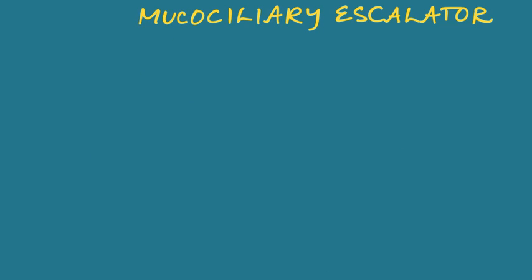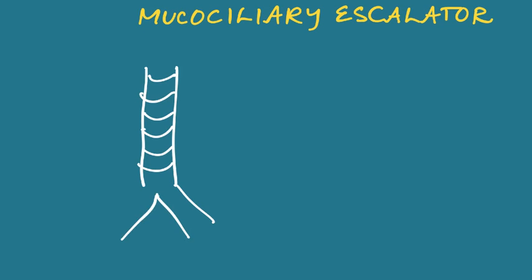The mucociliary escalator is found along the trachea. Its job is to remove the dust particles or smoke or other toxins out of the lungs and towards the throat where you can cough it out. So this is found along the lining of the trachea.